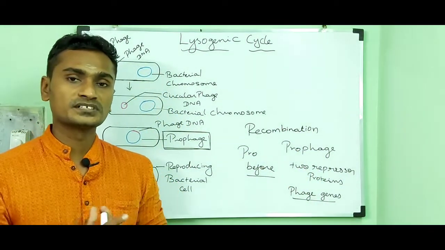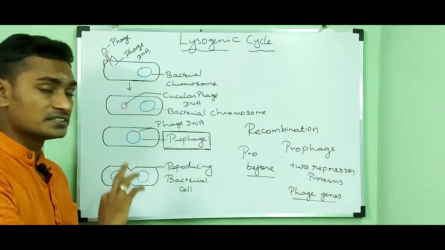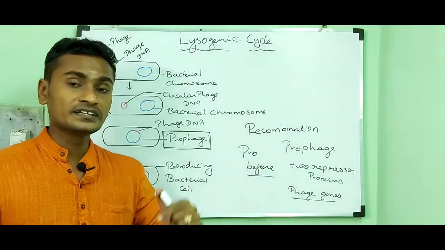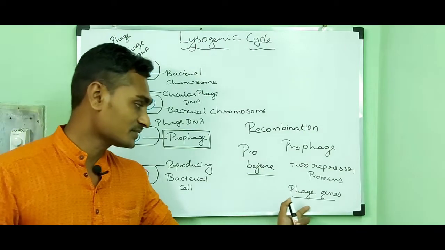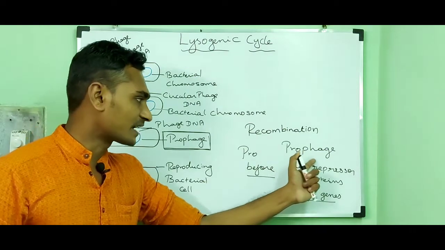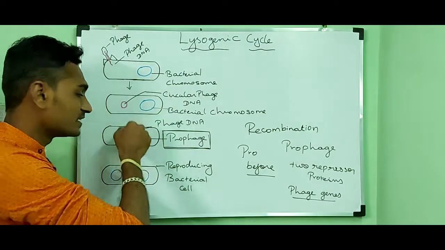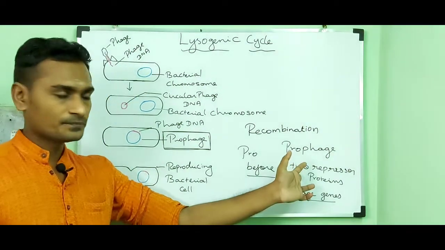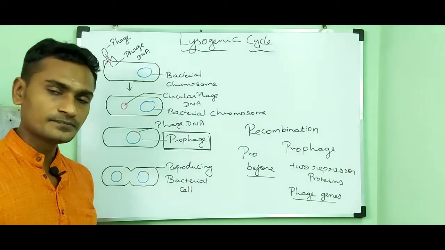Actually, repressor proteins bind with DNA or RNA, and they can inhibit the expression of phage genes. With the help of the repressor proteins, the prophage activities are suppressed. That is why the prophage is inactivated in the lysogenic life cycle.